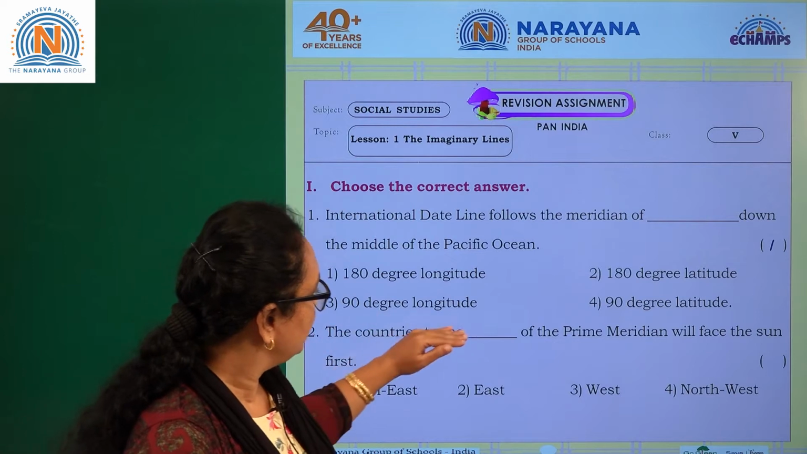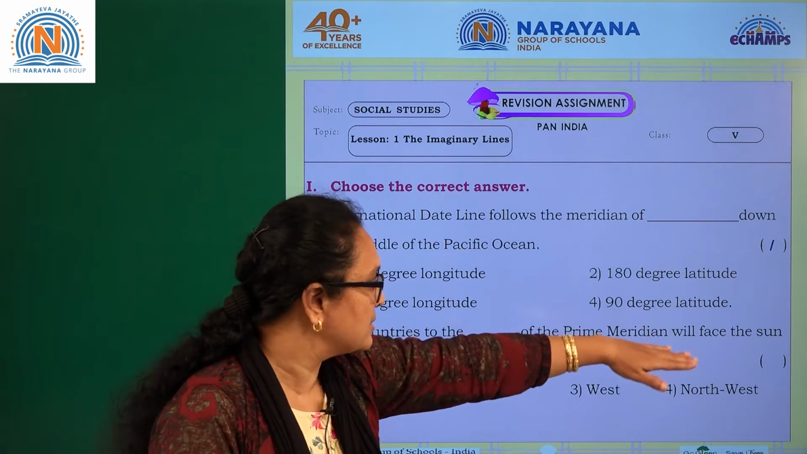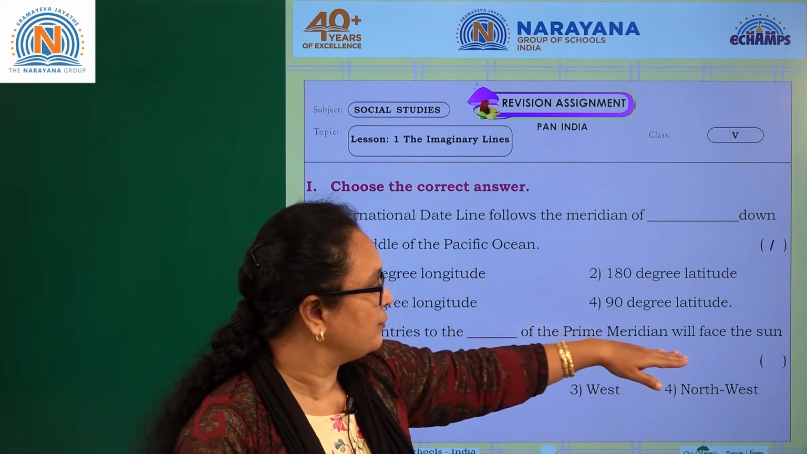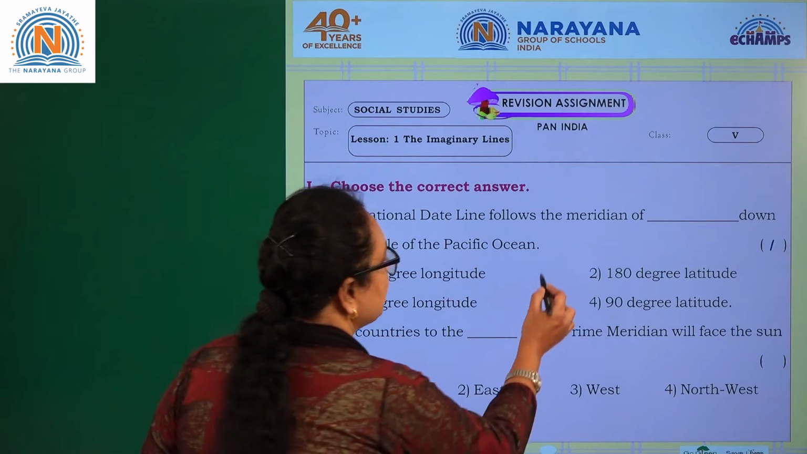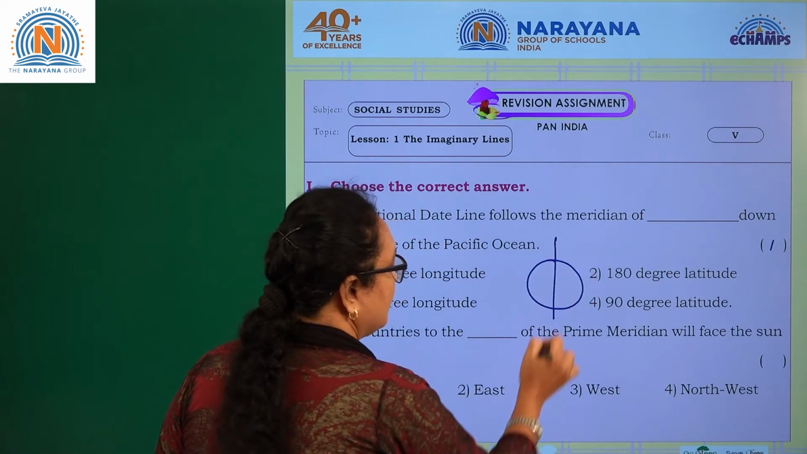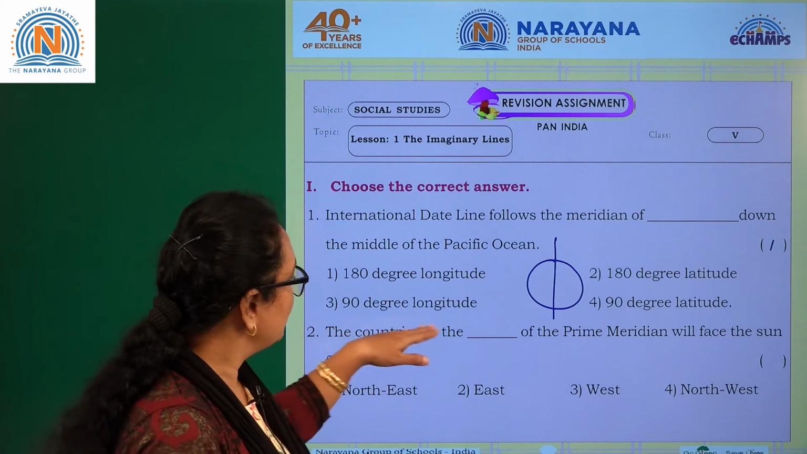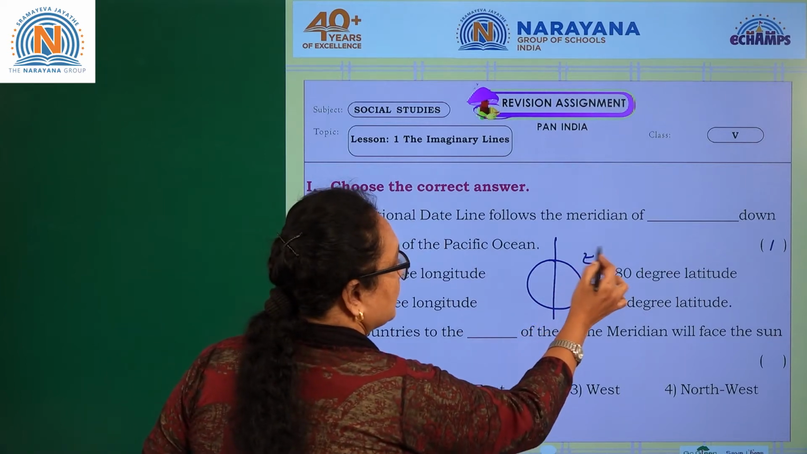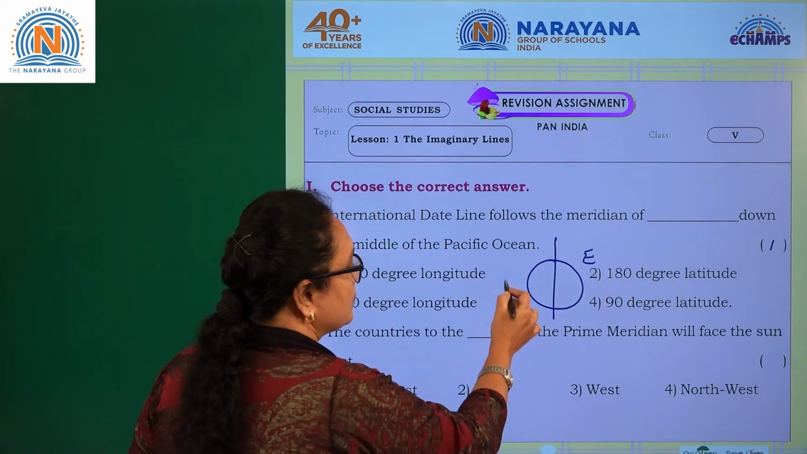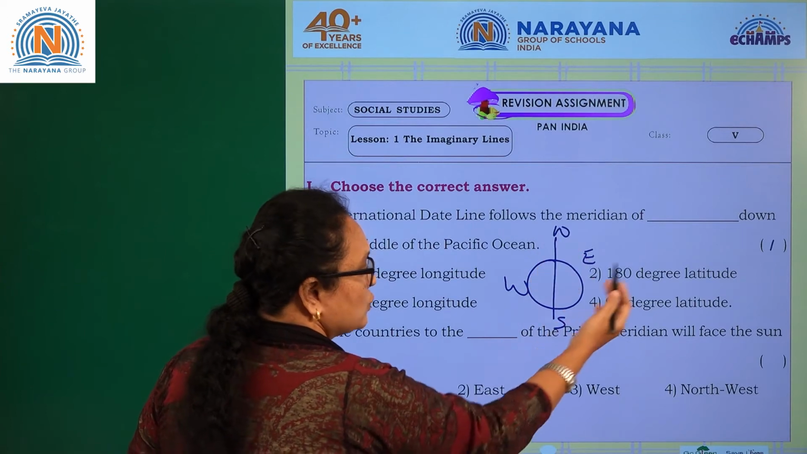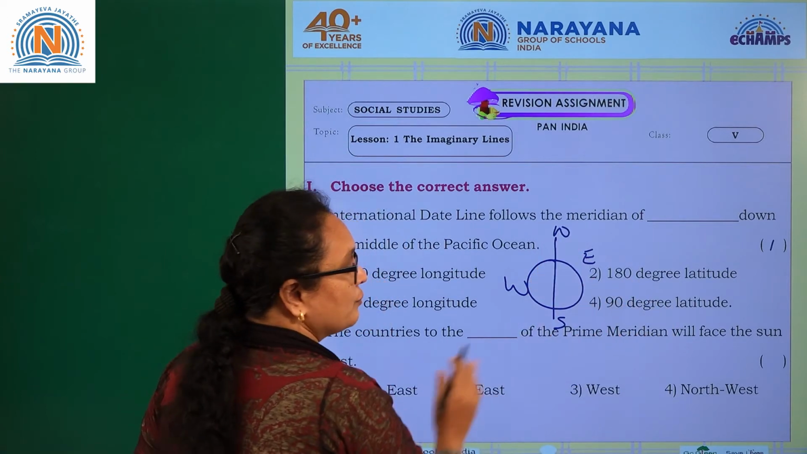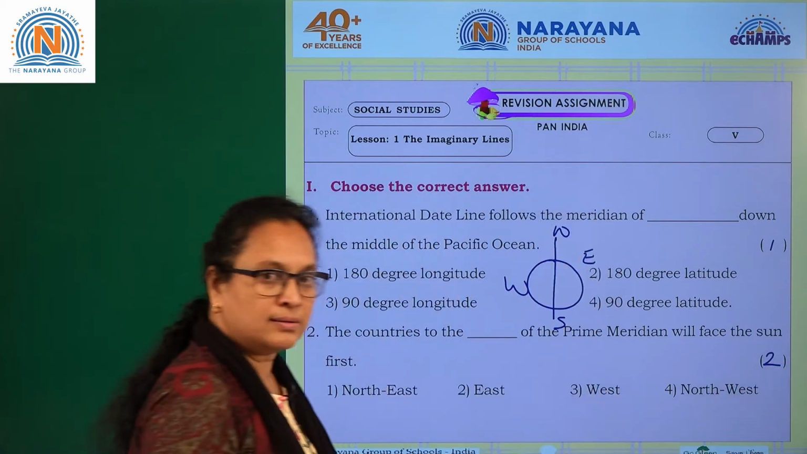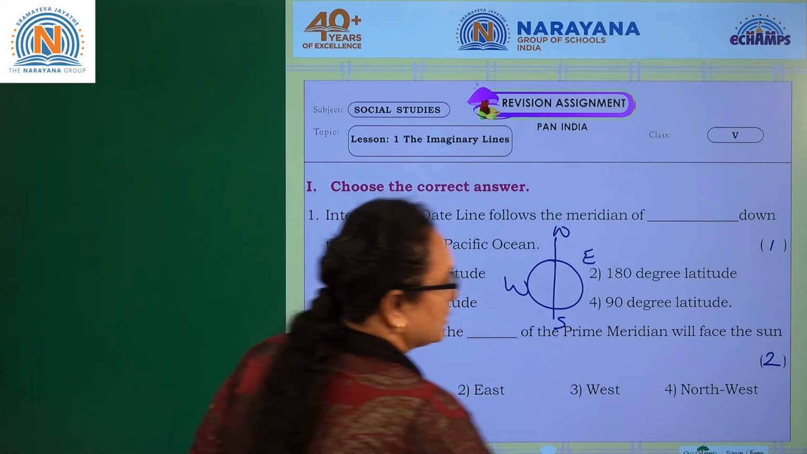The countries to the dash of the prime meridian will face the sun first. If this is the globe and this divides the prime meridian, what is the question they are asking? East. This is how the sun rises. This is the east and this is west, right? North, south. So the answer is east. 2 is the answer. Clear? That faces the sun first. Let's go for the next one.